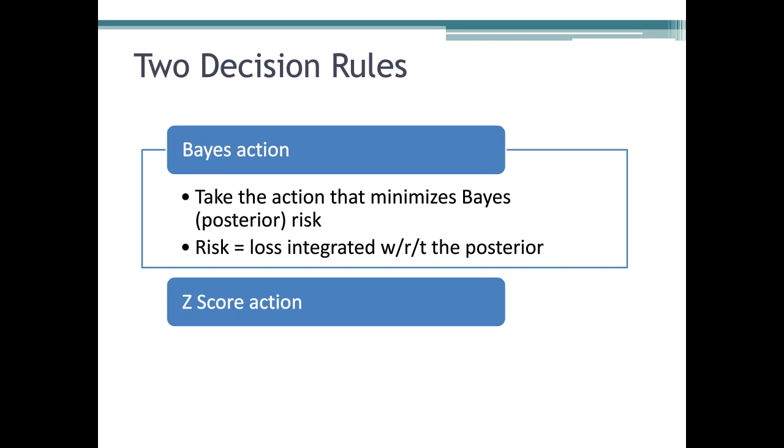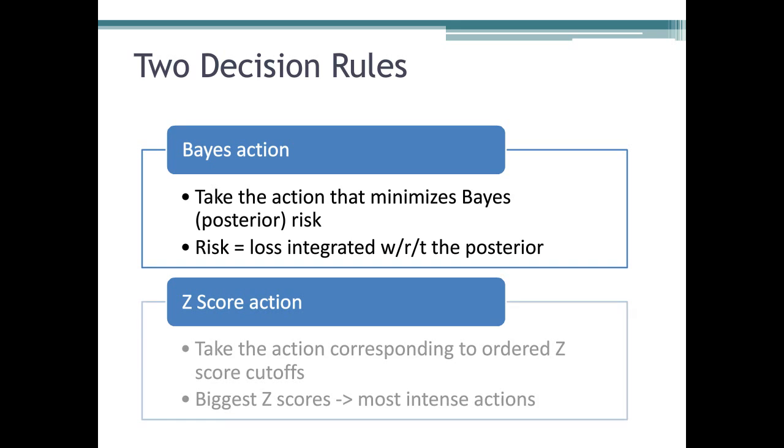We compare that to just putting the z-scores in order from smallest to largest and cutting them up into chunks so that the biggest z-scores indicate a shutdown and the next biggest chunk indicate the next least severe action and on down the line. So this only works if we can put our actions in order of increasing severity, like I have set it up today.